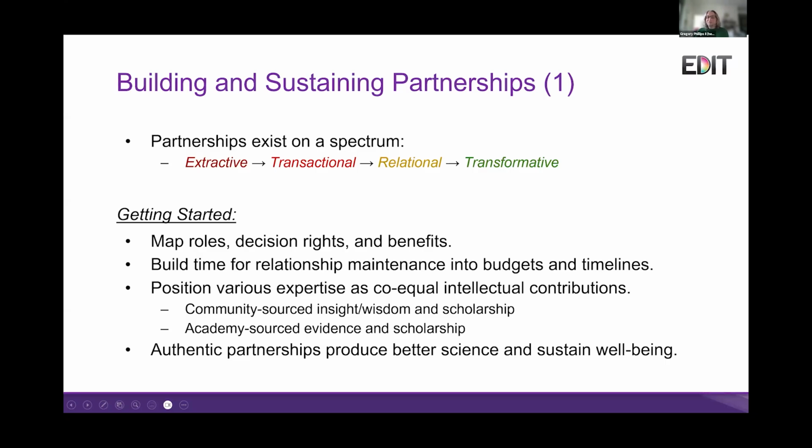Partnerships exist on a spectrum. As I mentioned earlier, they go from extractive to transformative. There's also transactional and relational in there. There's a lot of ways you can start thinking about what a good partnership is. And even if you have a good partnership, there's always room for improvement. So think about how you can move further to the right on this spectrum.